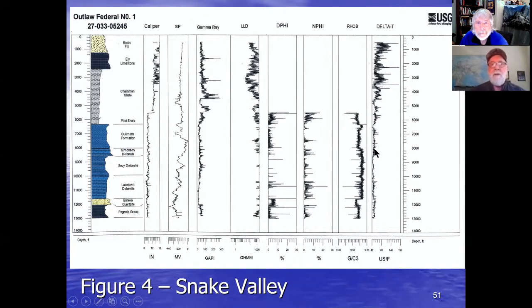So you see how you can use these logs in part to derive some indication of the various lithologies you're dealing with, within Nevada or anywhere else in the United States for that matter. It's a pretty effective tool. So I think we have another example on the next slide.